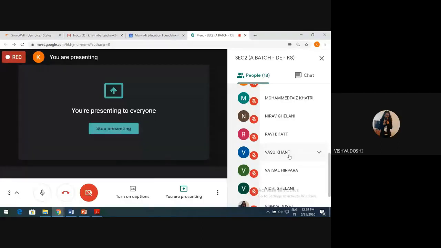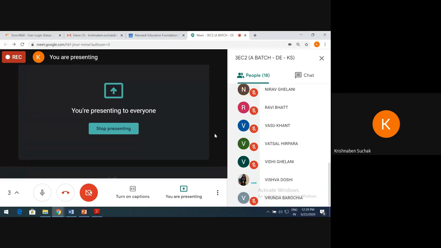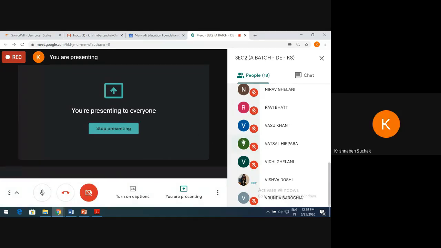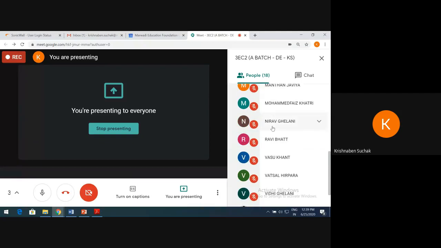Ma'am, is it like iterations, that is doing it again and again, or you can say in a repetitive cycle? Yeah, that is iteration. Good, Vishwa. Nirav, where are you? Are you there, Nirav? Left. Okay.